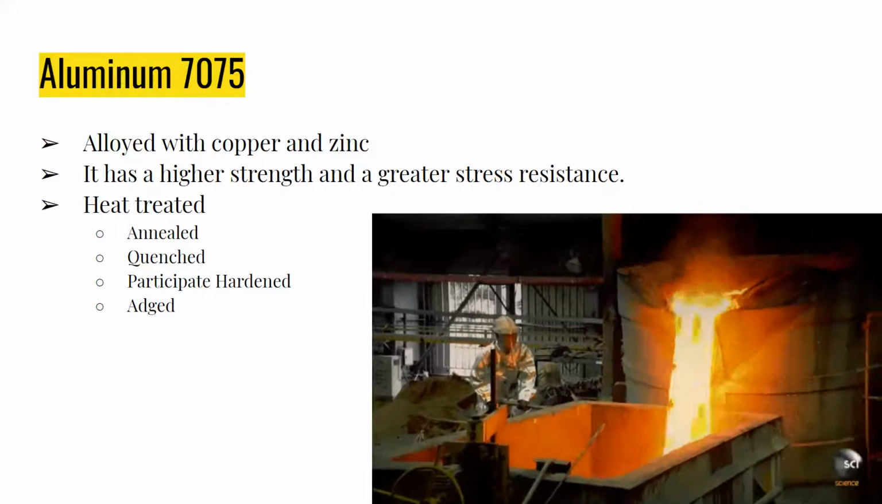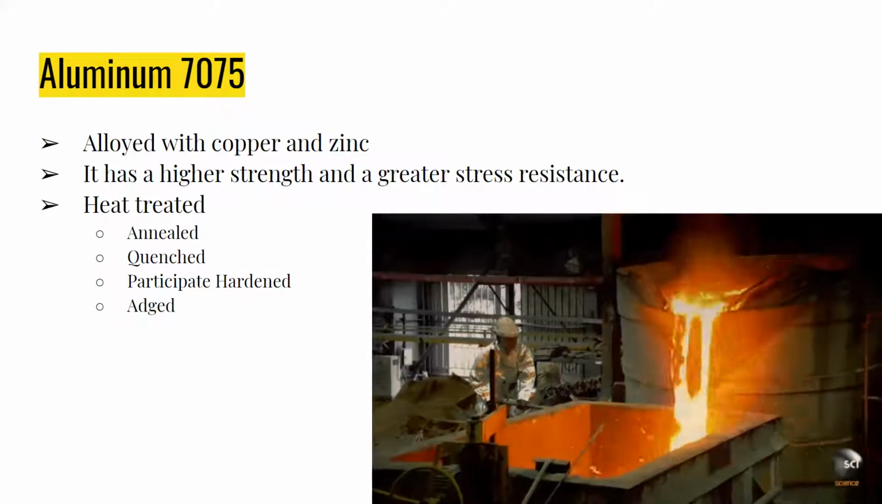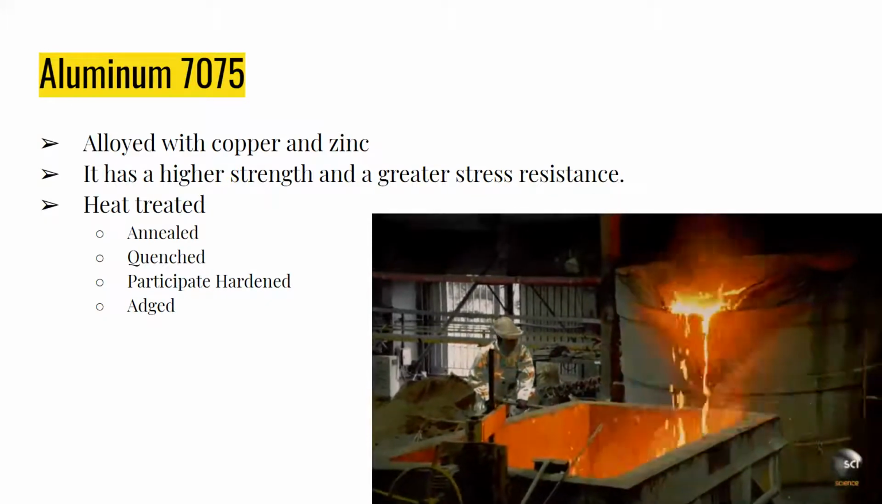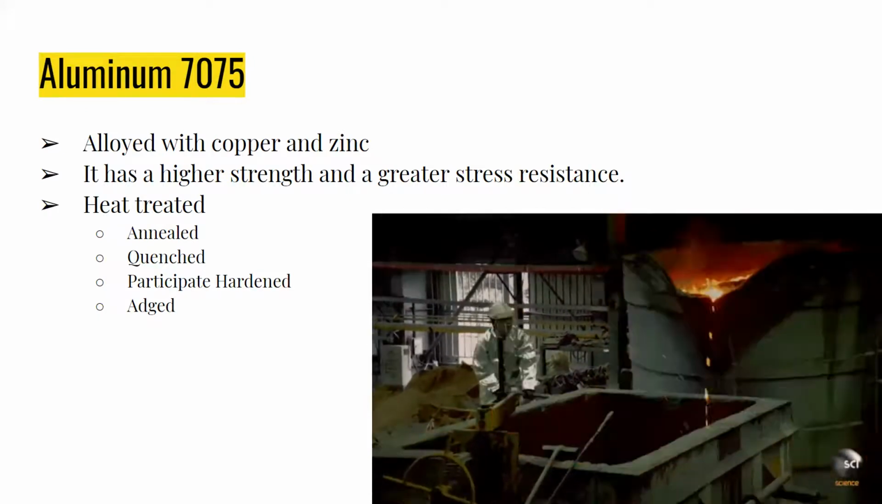It has an elastic modulus of 70 GPa, a 12% elongation at break, a tensile strength of 510 MPa, and a density of 3 grams per centimeter cubed. These ranges come from the difference in heat treatments of the aluminum.